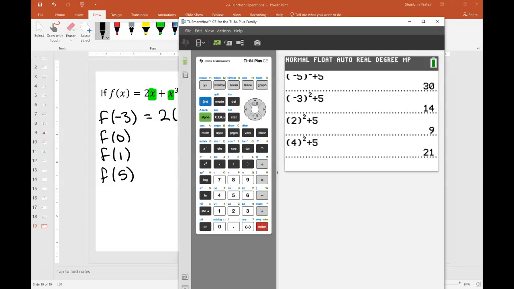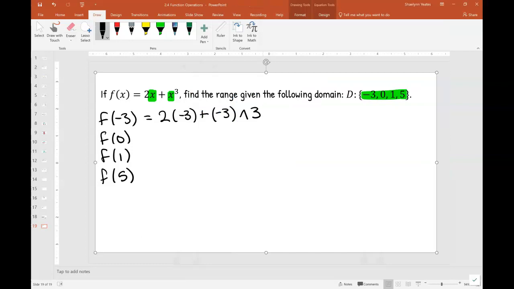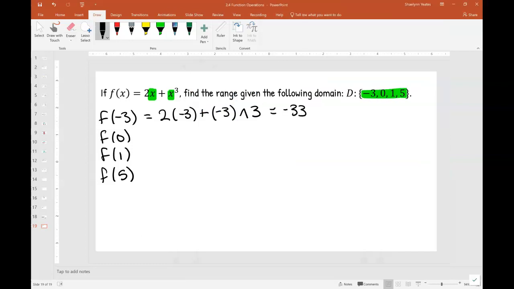So I pull out my calculator. I'm going to do 2 parenthesis -3 close parenthesis plus parenthesis -3 close parenthesis to the third power. So my first answer is -33. Let's see what happens to my second answer. I'm going to do 2 parenthesis 0 plus parenthesis 0 to the third. If I use a calculator, I end up with 0.